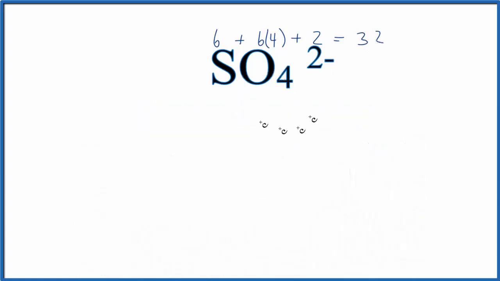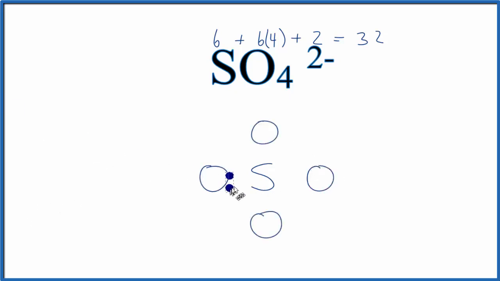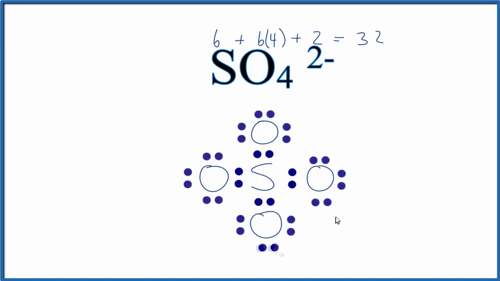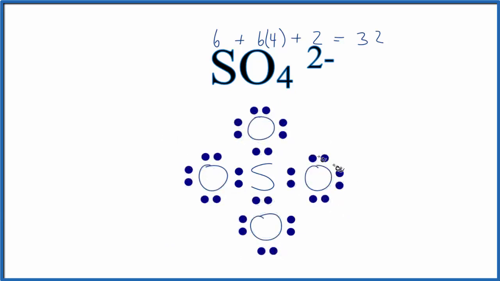Sulfur is less electronegative, so we'll put that in the center, and then we'll put oxygens around it. So we have 32 valence electrons. Let's put pairs between atoms. That'll form that chemical bond. And then we'll go around and complete the octets on the outside. It's a little bit crowded, so I'm going to spread this out some. So we've used 32 valence electrons, and everything has 8. We have 8 here, 8 here. Everything has 8. So this is a pretty good Lewis structure.